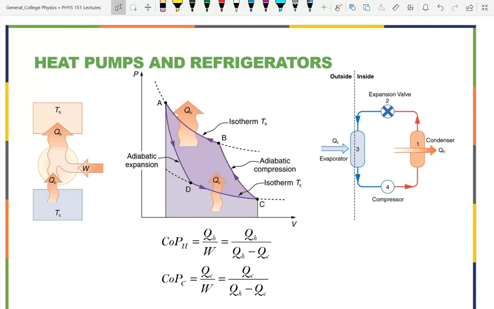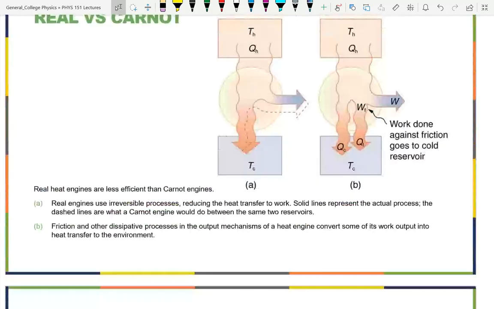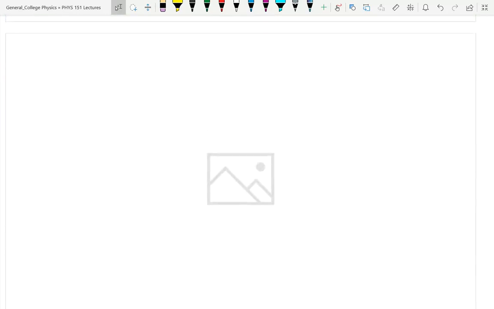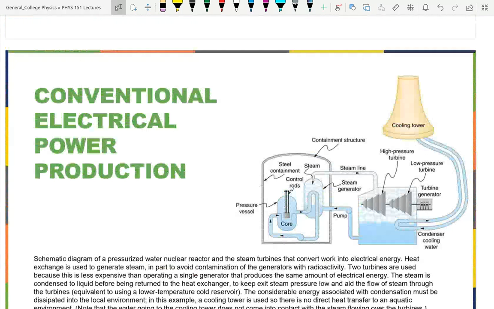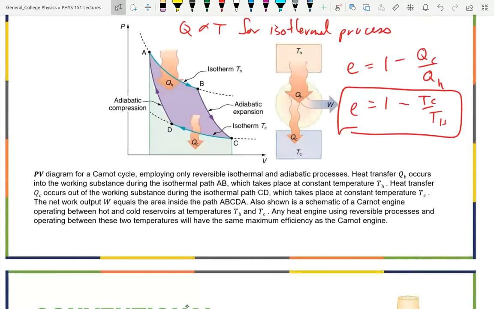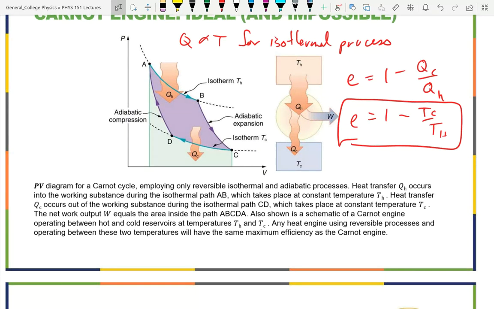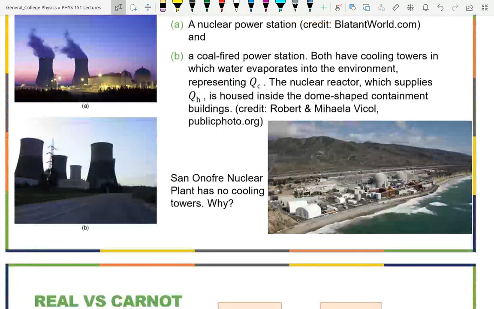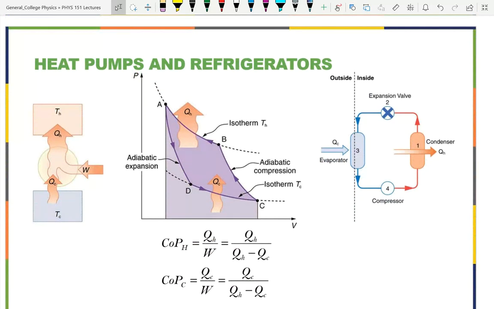If you look at the direction of the cycle, for the Carnot engine, I better go back to the Carnot so you can recall. Must be this one, yeah. For the Carnot, notice it's a clockwise cycle, which means that the expansion is at higher pressure, and thus you have a net work going out. For the heat pump, it's a counterclockwise cycle, which means you have a negative work. Work is coming into the system.